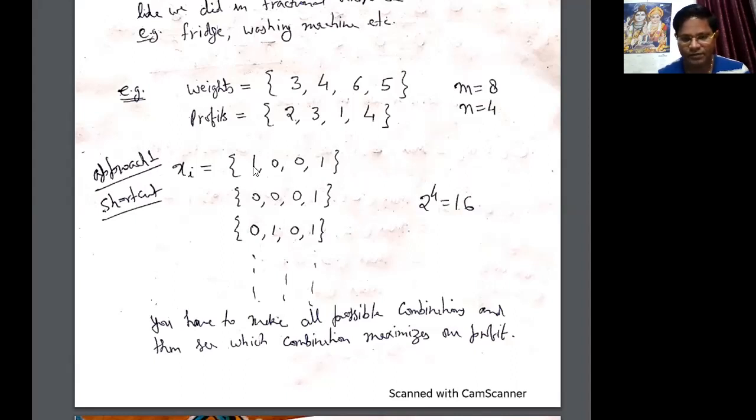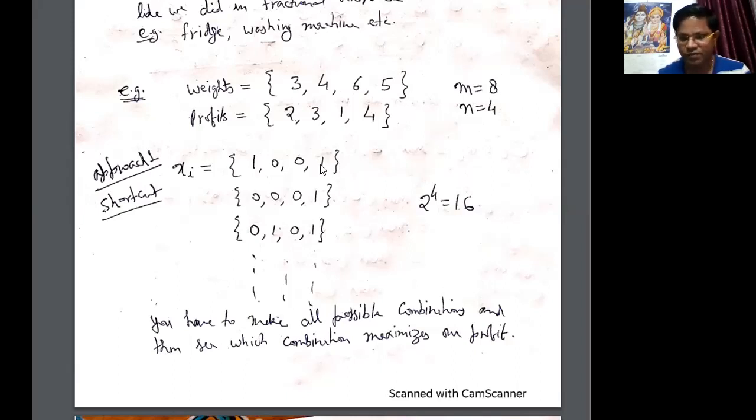Suppose I write 1, 0, 0, 1. It means for this combination we are only interested in this item and this item. This one is for the first item, this is for the second item, this is for the third item, and this is for the fourth item. We are placing 1 at the first and fourth positions, so we are only interested in the first and fourth items. The weight of the first item is 3, and the weight of the last item is 5. The total weight becomes 3 plus 5, that is 8, and the knapsack capacity given here is 8. So we are successful in placing these 2 items at a single time.